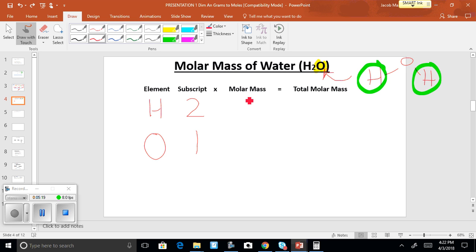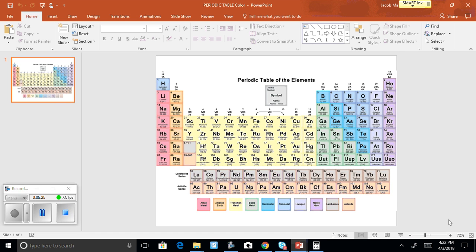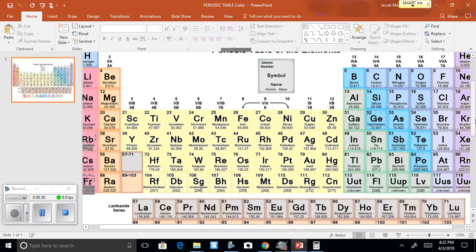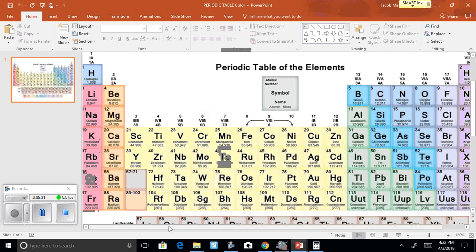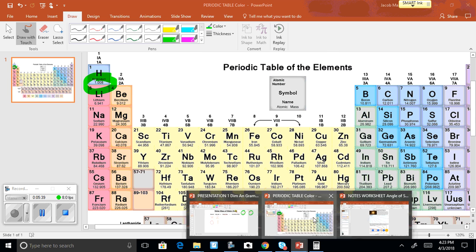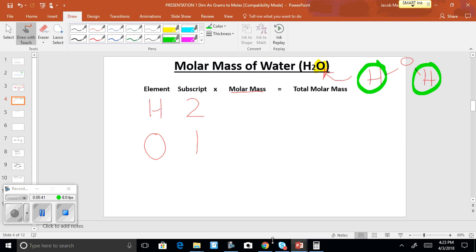What's my molar mass for hydrogen? Well, let me go to my periodic table here. I look for hydrogen on my periodic table, and I see it right here on the top left corner, right? And my molar mass for hydrogen is 1. Therefore, it is 1 gram per mole. That's what molar mass is. It's grams per mole. Okay?